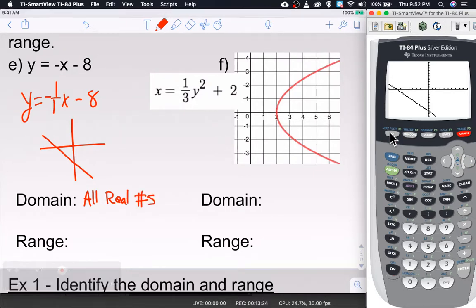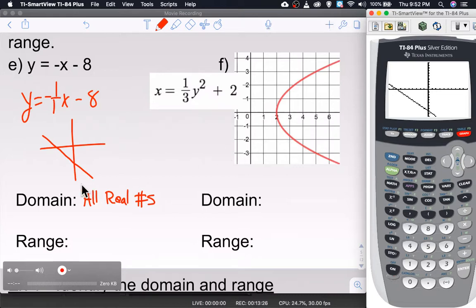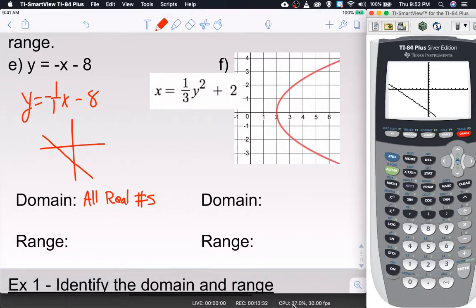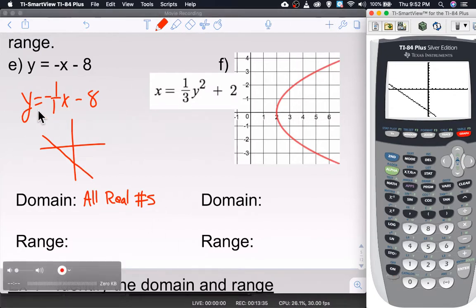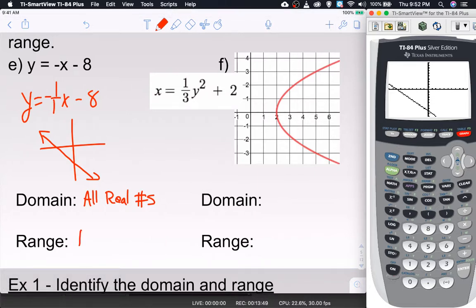Now my range. What y values does this go through? Will this go through, again, that -1,000? Will it go down here through -1,000? Yeah. Because this line goes on forever. So this line will go on forever and ever and ever. It will go through every single y value. So my range is all real numbers as well.